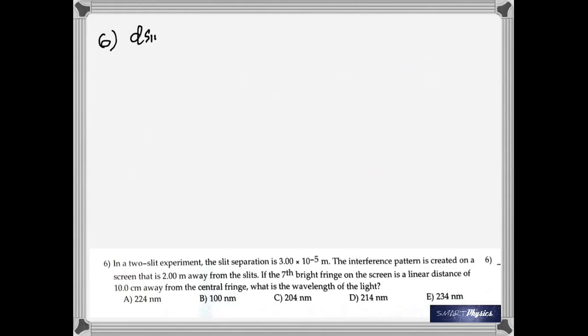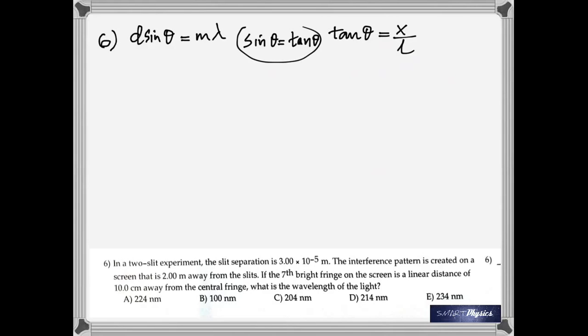Again, a 2-slit experiment. The slit separation is given. The interference pattern is created on a screen 2 meters away. The 7th bright fringe is a linear distance of 10 centimeters away from the central fringe. What is the wavelength of the light? This is a direct question where you just have to substitute into the equation.